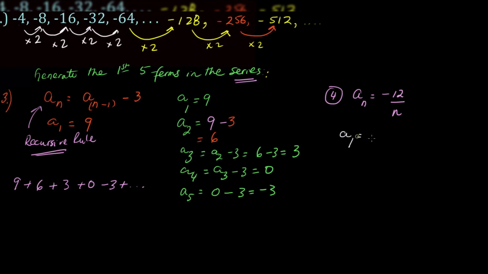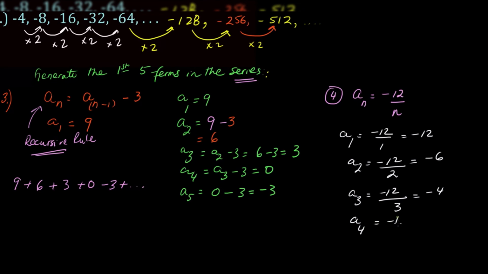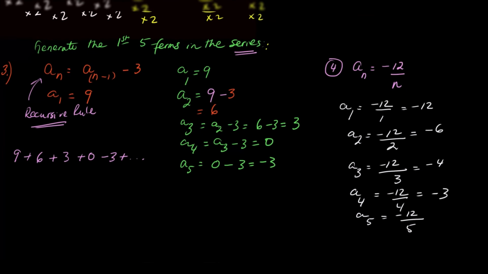A sub 1 therefore would be just negative 12 over 1, which is negative 12. A sub 2 is going to be negative 12 over 2, and that's negative 6. And a sub 3 is negative 12 over 3, and that's negative 4. A sub 4 is negative 12 over 4, and that's negative 3. And a sub 5 is negative 12 over 5, which we can't simplify. And this is a series, so we can write this as a series.